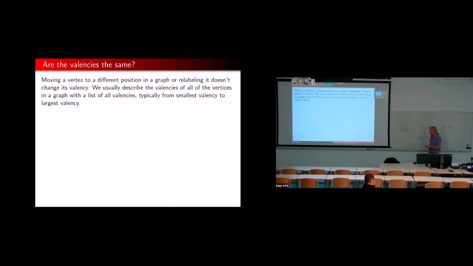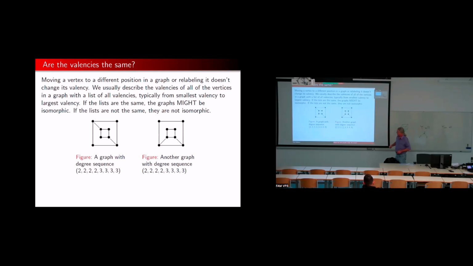Now, the reason I'm saying all this is you can see that valency is sort of a natural term, but down here, I'm going to talk about degree sequence. And it turns out that degree and valency are synonyms, but let's look at the two graphs that we have here, and let's see what their valencies are.